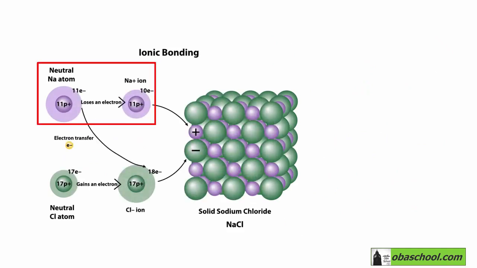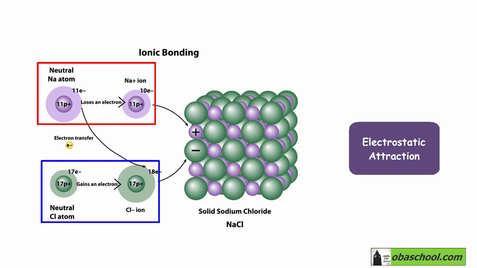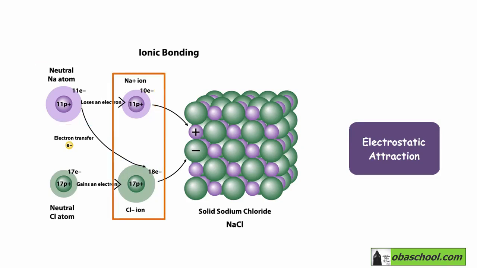Sodium will lose one electron to become Na+, whereas chlorine will become Cl- because it gained one electron. The electrostatic attraction between the oppositely charged ions Na+ and Cl- is called ionic bonding.